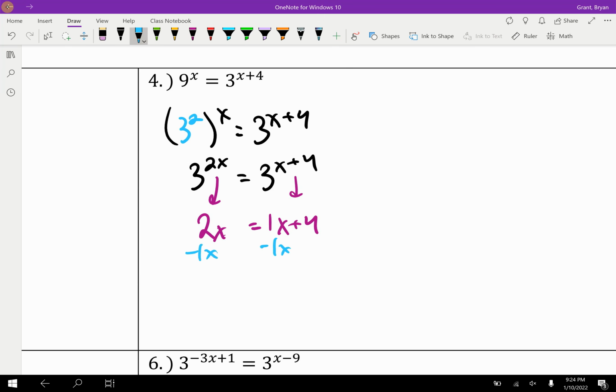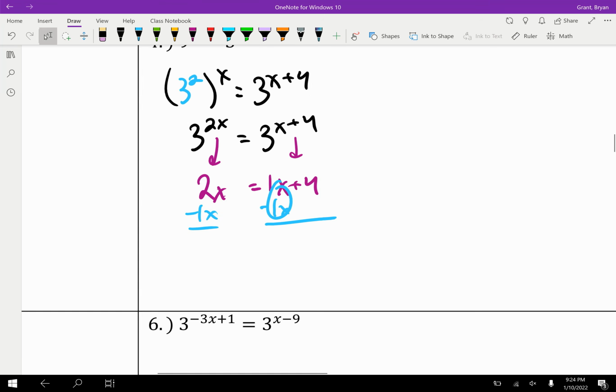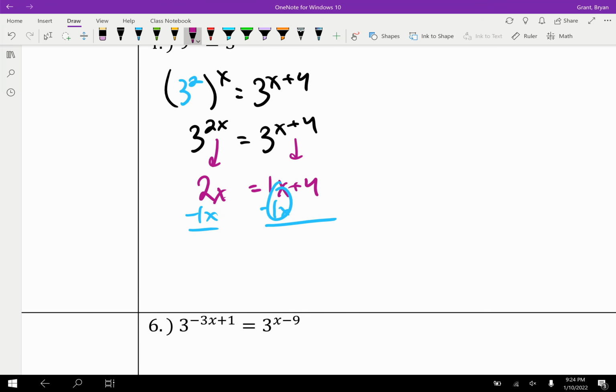Subtract 1x. I like to move the x's to the same side away from that number. You'll work on it. If you did it a different way, it will still work out. We get 1x, which is just x, equals 4.